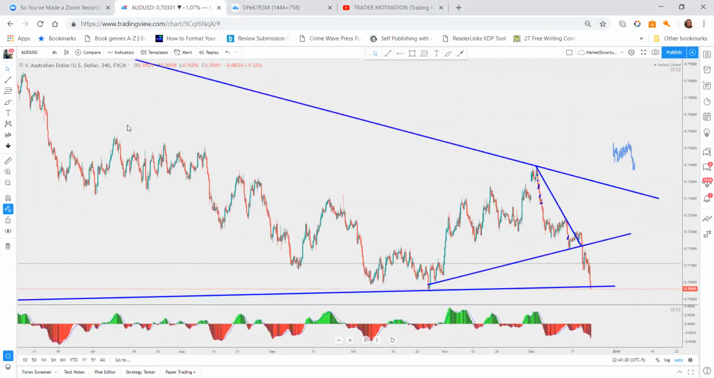You would have to go higher. Oh, it did break my trend line. Look, I had put that there and it did it.